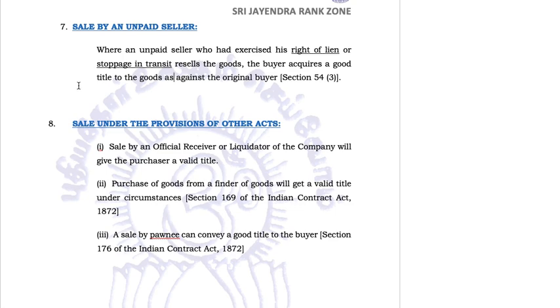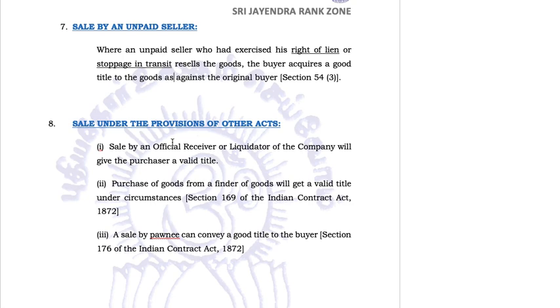Sale under the provisions of other acts. Sale by an official receiver or liquidator of the company will give the purchaser a valid title. Like in company law, when a company is going under liquidation, the court appoints a receiver. The receiver has the authority to sell the assets of the company or firm which is under liquidation. So when an official receiver or liquidator appointed by the court to look into the affairs of the company makes the sale of such items to a buyer, then the buyer will get an original title, just like an original buyer buying from an original seller.